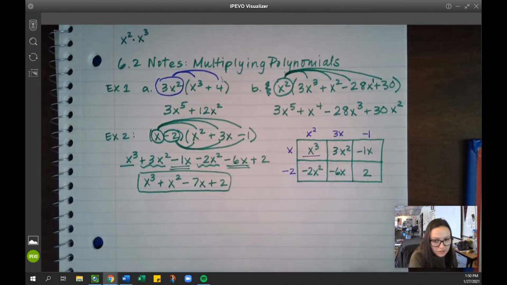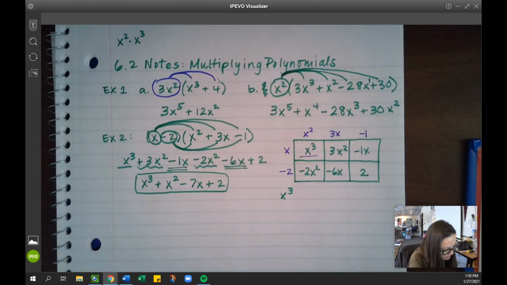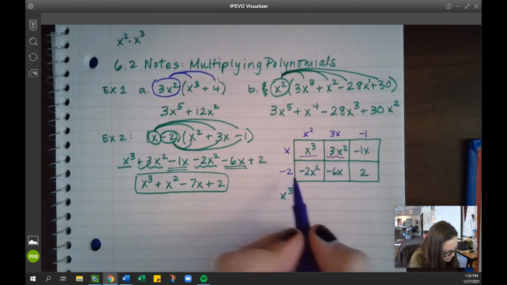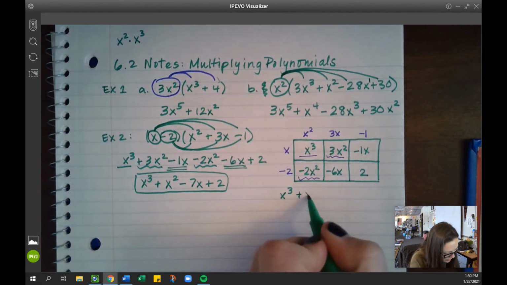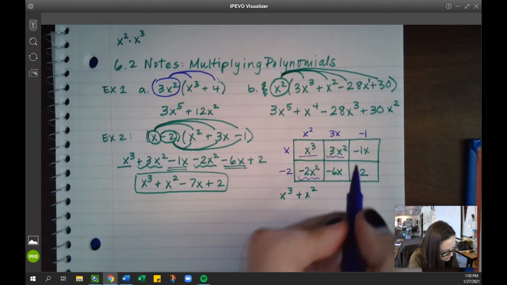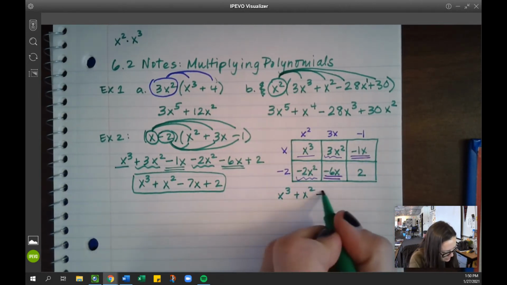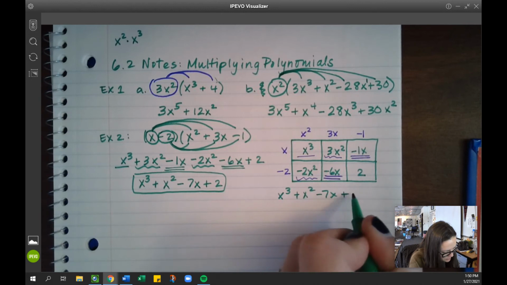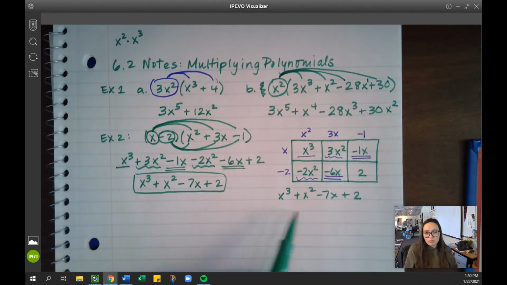So x cubed doesn't have any like terms. 3x squared and negative 2x squared give us 1x squared. Negative 1x and negative 6x is negative 7x, and then I have that plus 2 on the end. So you can see we got the same exact answer both ways.